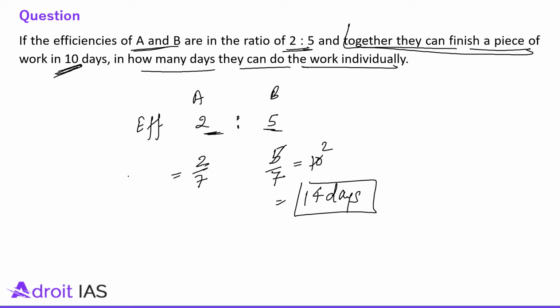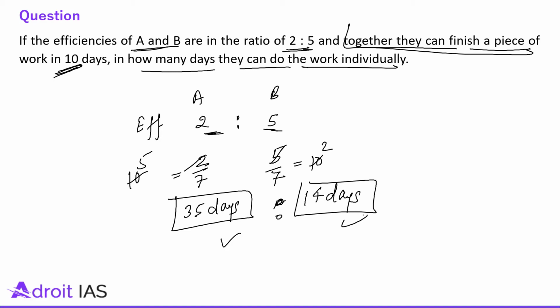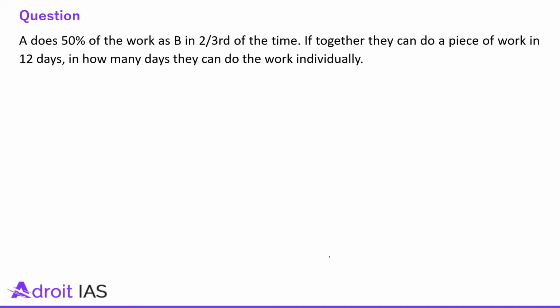And this is 5. So this is 35 days, right? Clear? So A is doing the piece of work in 35 days and B is doing the same piece of work in 14 days. That's it, right? How simple is this, friends? Okay, now let's talk about the next question.